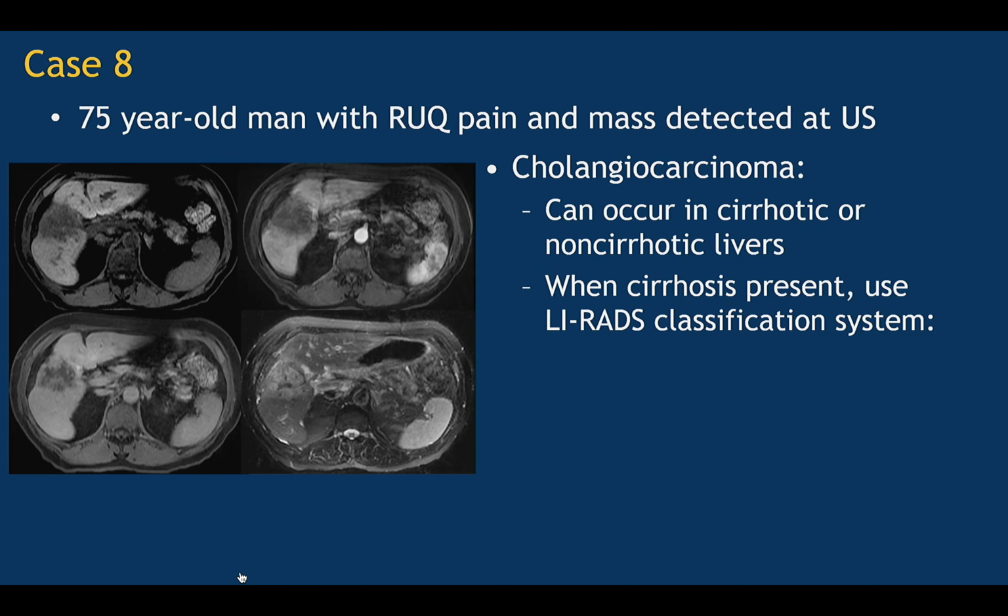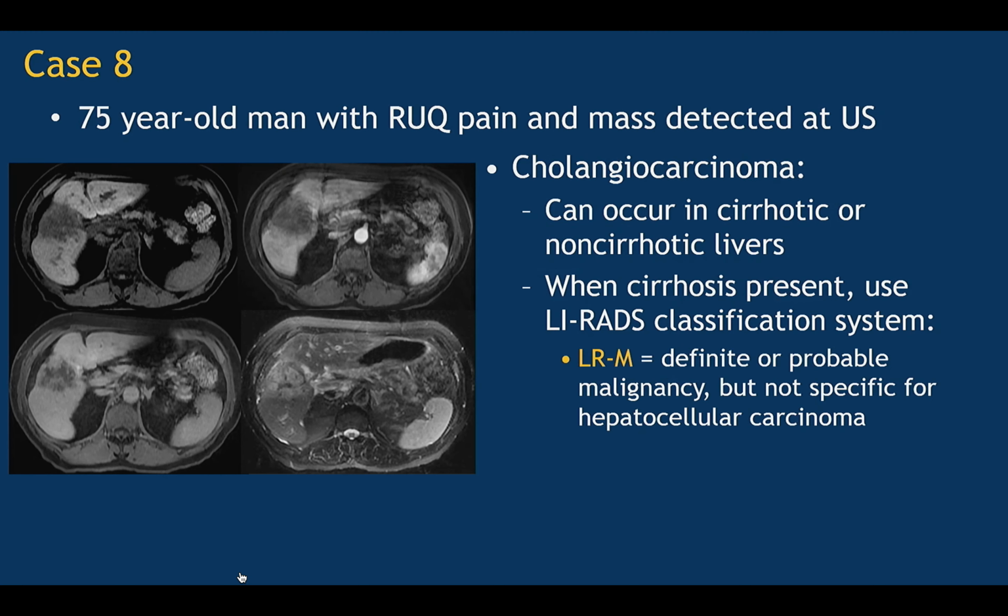Of note, these can occur in both cirrhotic and non-cirrhotic livers. When cirrhosis is present, it's helpful to use the RADS classification system. So if we were to see a similar mass in a patient with underlying cirrhosis, we might use LR-M to describe the observation, a definite or probable malignancy, but not specific for hepatocellular carcinoma.